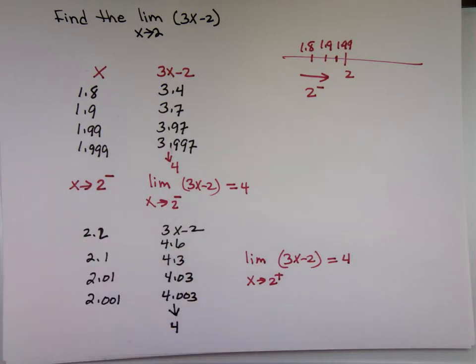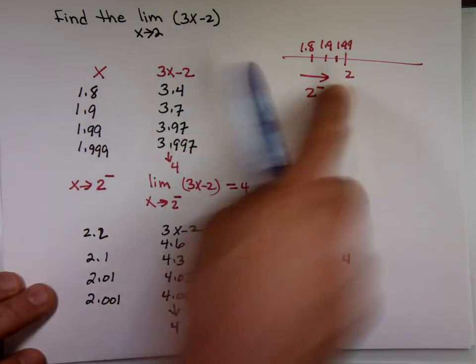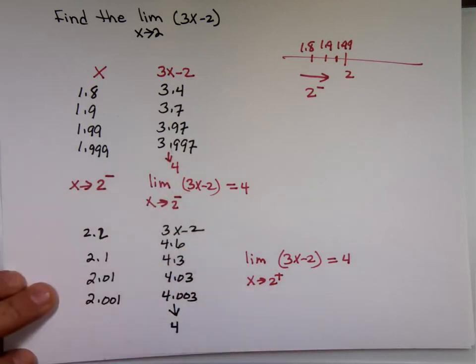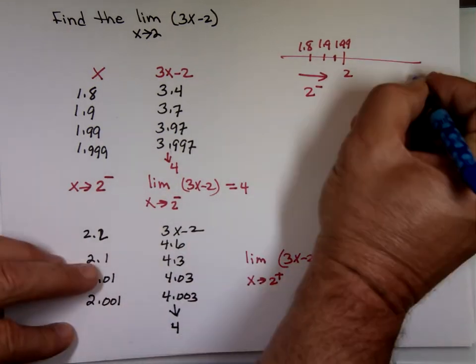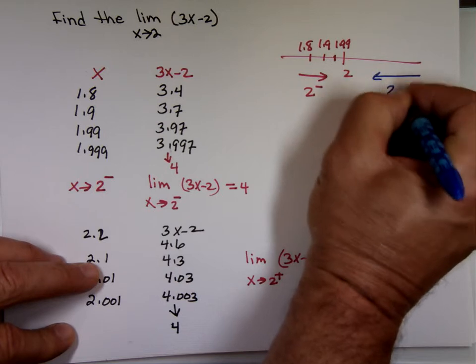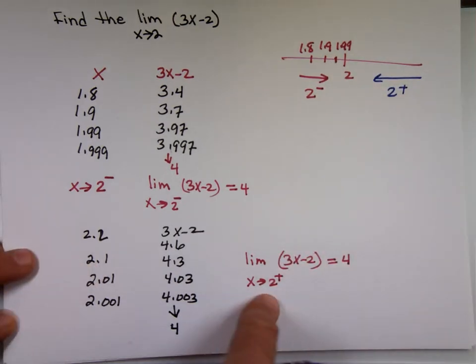Making a table is not the best way of doing it. That takes a long time. That's usually the last resort. But I want you to see what's going on. You're getting closer and closer to the 2 from this end, and you find the y values approaching 4. Now you're getting closer to 2 from that end. That's the right side. And you're noticing here the y values approaching 4.